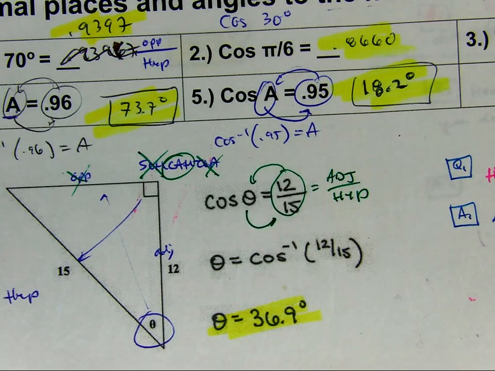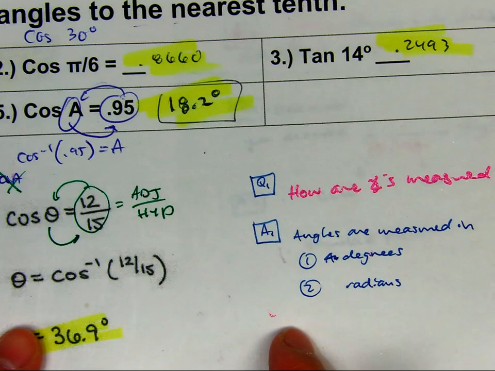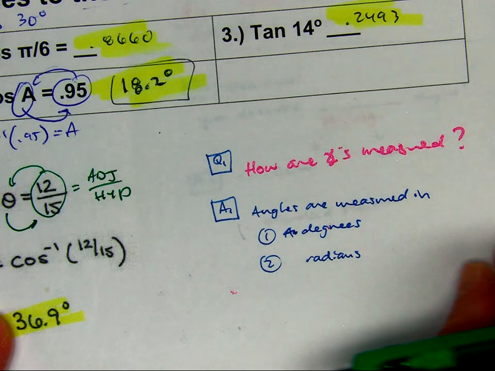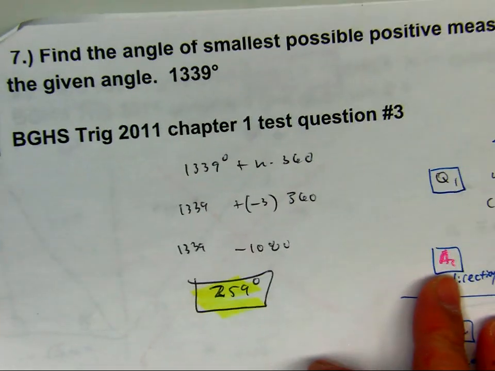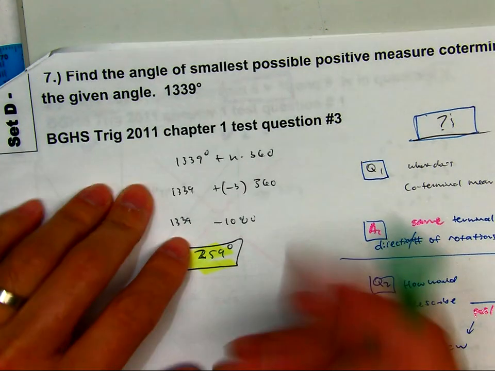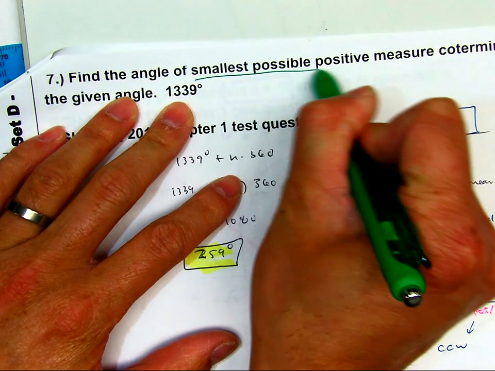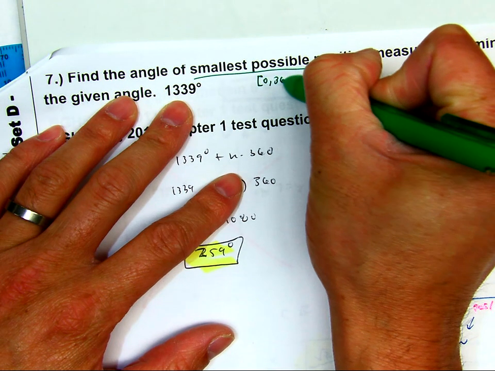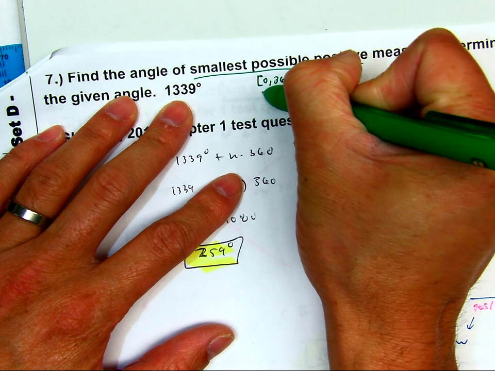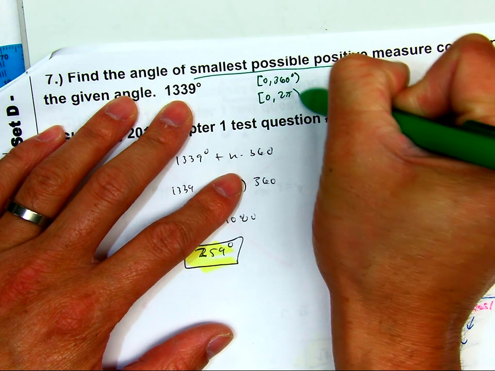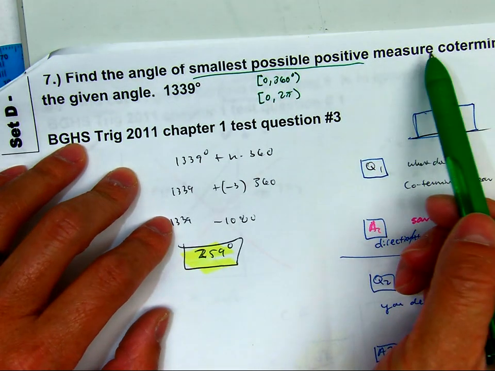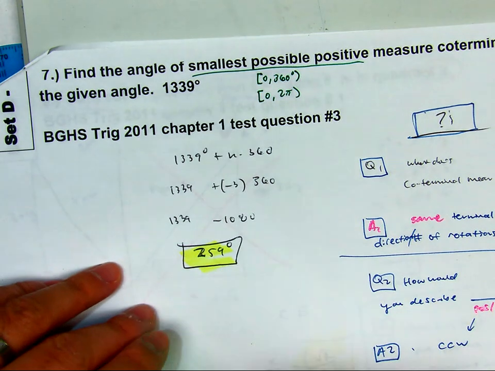So a couple of questions I may have asked. How are angles measured? Angles are measured in degrees and radians. Next question. Find the angle of smallest possible positive measure. You basically think of a number between 0 and 360 degrees, or if that was in radians, just think of 0 to 2 pi. Find the angle of smallest possible measure coterminal with a given angle 1339.